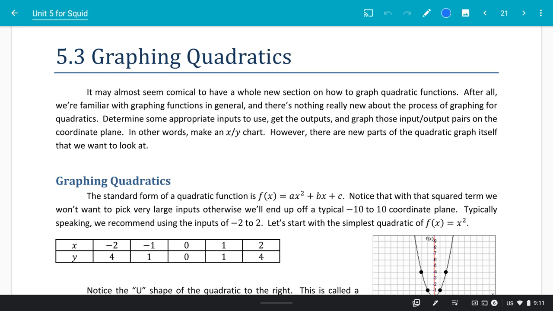It may almost seem comical to have a whole new section on how to graph quadratic functions. After all, we're familiar with graphing functions in general. There's nothing really new about the process of graphing for quadratics. Determine some appropriate inputs to use, get the outputs, graph the input-output pairs on a coordinate plane. In other words, make an XY chart or a T chart. However, there are new parts of a quadratic graph itself that we want to look at.